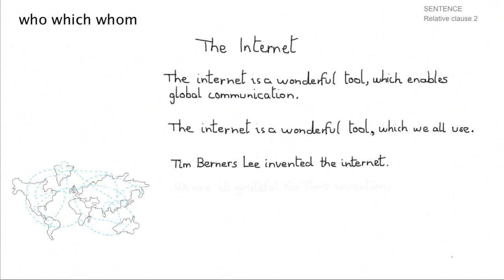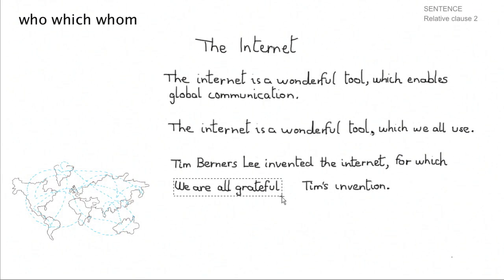Now the last pair of sentences, Tim Berners-Lee invented the internet. Did you know that? He was working in CERN in Switzerland at the time, and we are all grateful for Tim's invention. And this is going to be similar. We're going to put a comma there. Remember, there's a preposition there, for. So the first thing I'm going to do is grab the preposition for and take it up there, for. Okay, and I'm going to get my pen, and I'm going to write which. Here we go, which. Okay, that's it. And then I'll just grab that phrase, we are all grateful, and move it up there. For which we are all grateful.